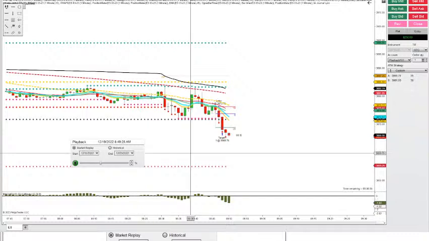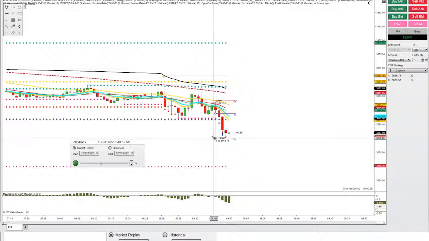This trade is still going. We would have been down to 34 ticks.